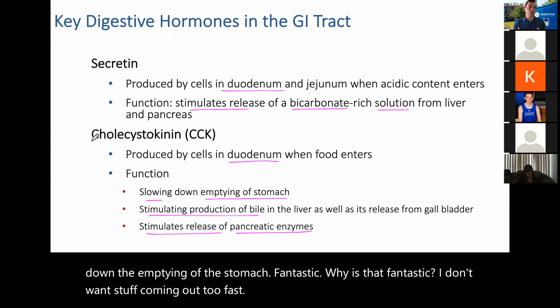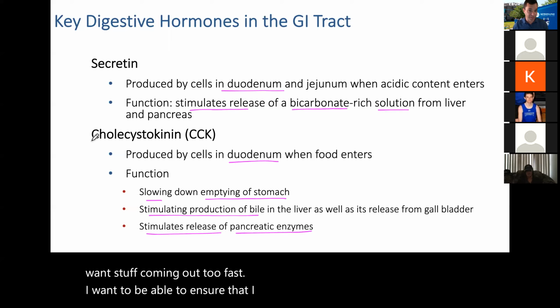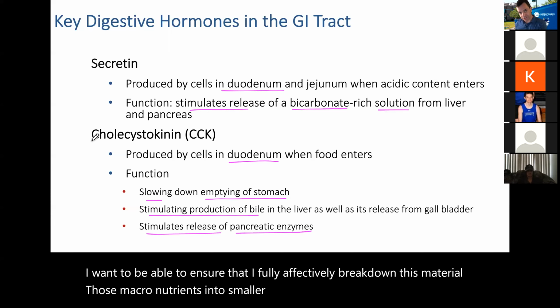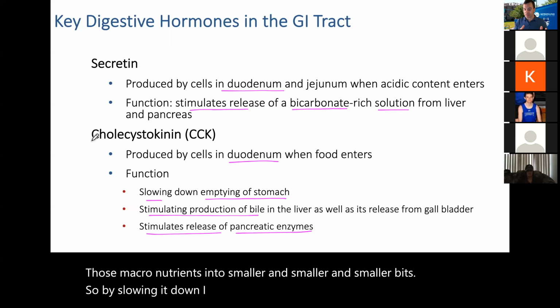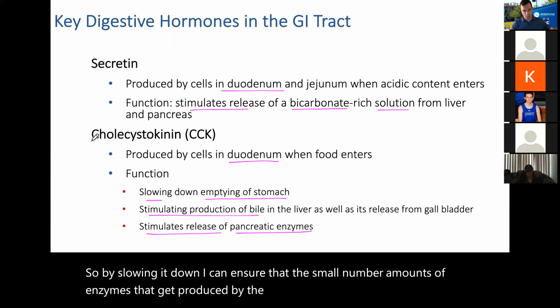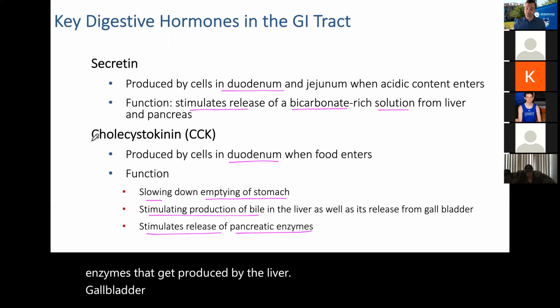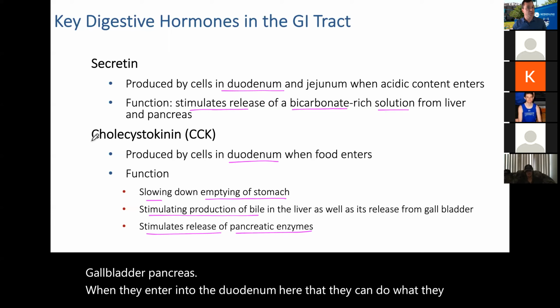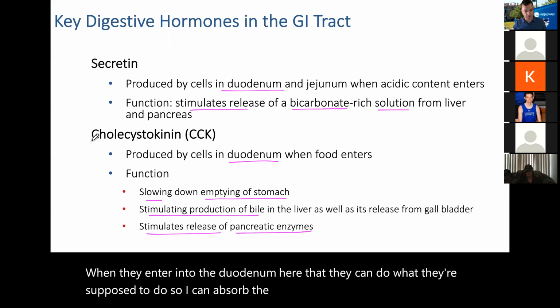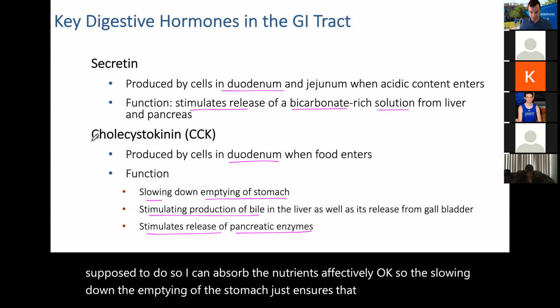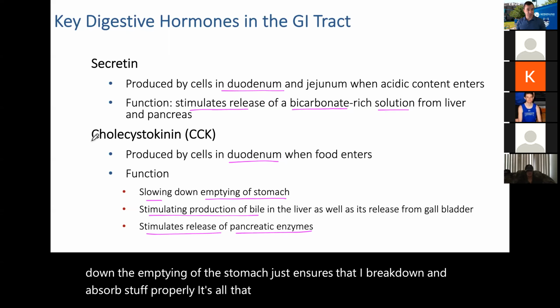I want to be able to ensure that I fully, effectively break down this material, those macronutrients, into smaller and smaller bits. So by slowing it down, I can ensure that the small amounts of enzymes that get produced by the liver, gallbladder, pancreas, when they enter into the duodenum here, can do what they're supposed to do. So I can absorb the nutrients effectively. So slowing down the emptying of the stomach just ensures that I break down and absorb stuff properly. That's all that means. It stimulates the production of bile.